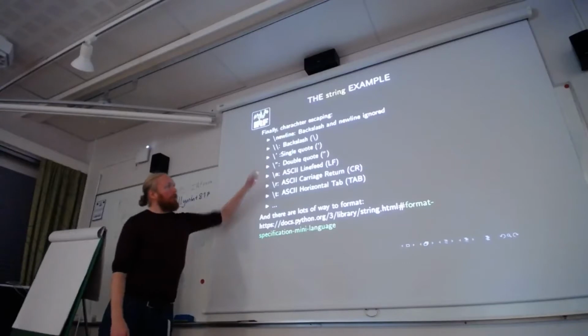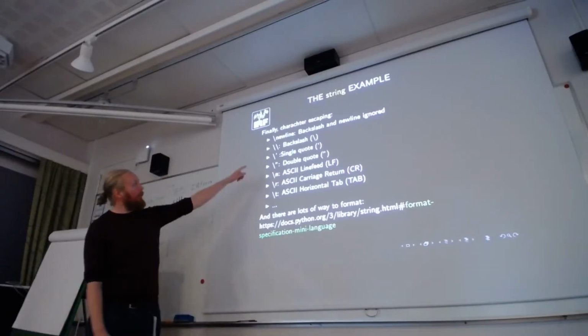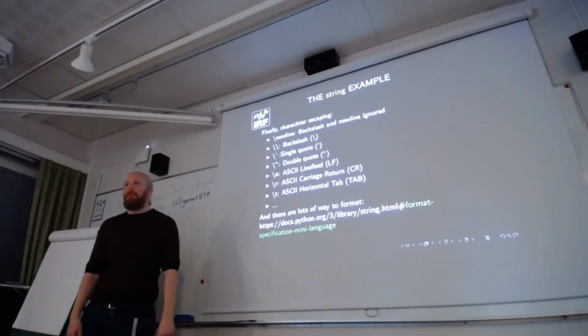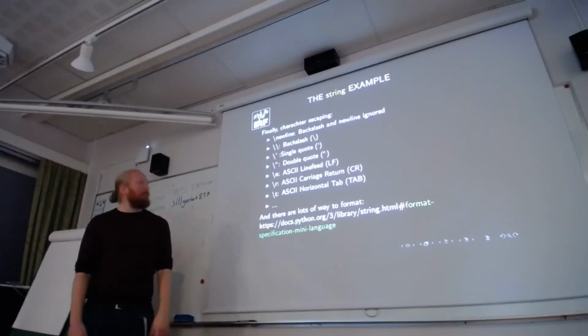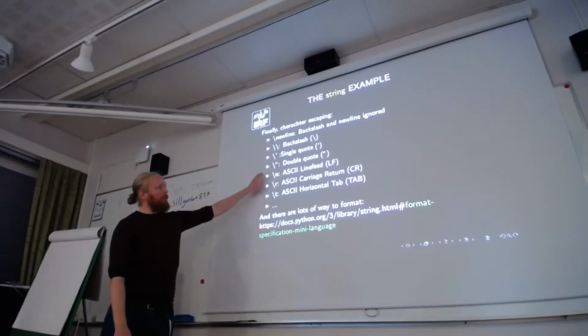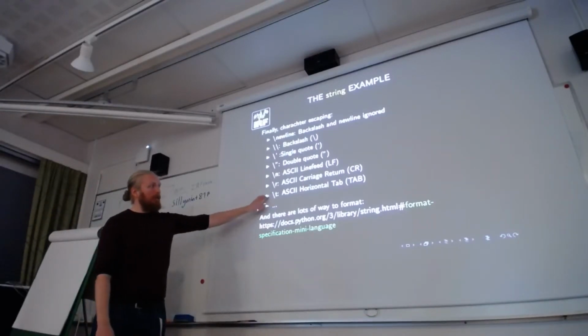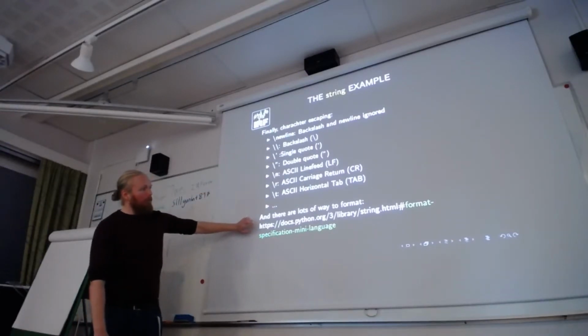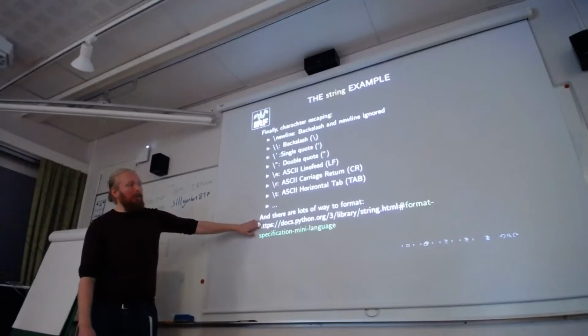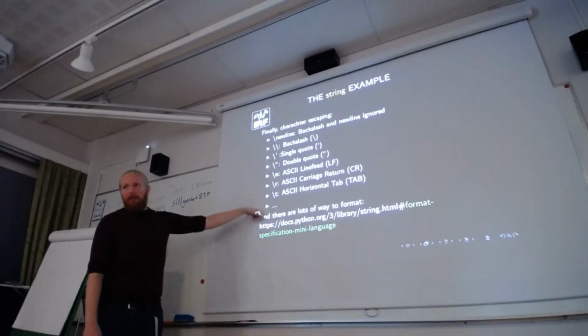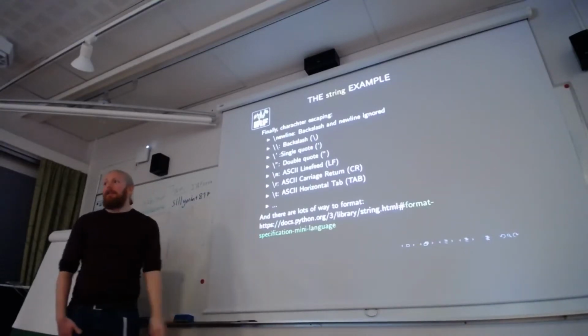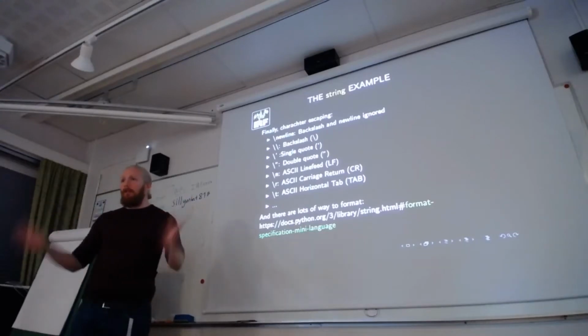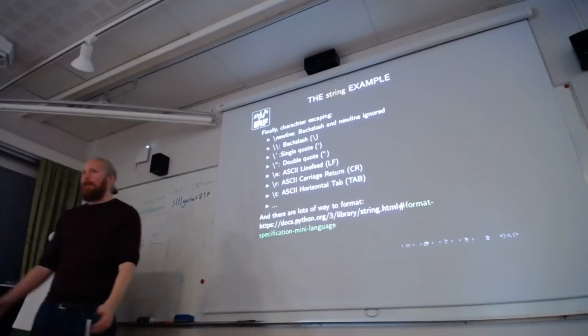If you want a single quote within a single quote string, you do backslash single quote, because that creates a single quote. And so on. Here you have line feed, carriage return, tab. Some of the most useful. And again, if you go to strings in the Python 3 library, all these character escapes will be there. And there's a whole bunch more. It's like one A4 page of character escapes.